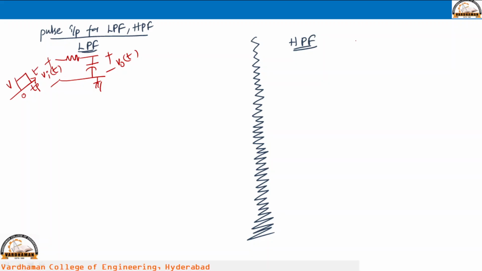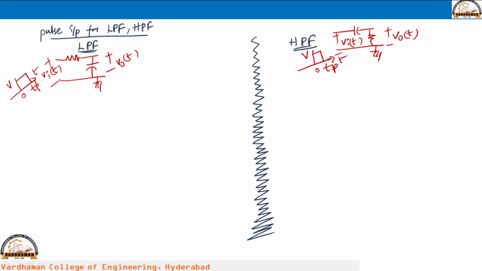And in case of the high pass filter, again a series connection of resistor and capacitor, but the output is to be taken across the resistor. So here we can say V naught of t, here V i of t, and we are talking about the pulse input 0 to Tp, this is T, this is V.